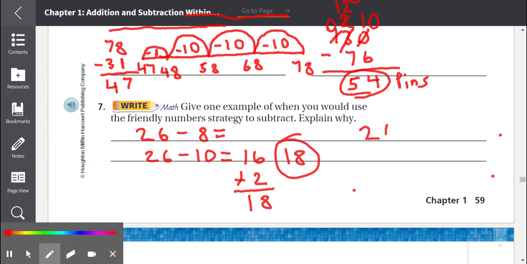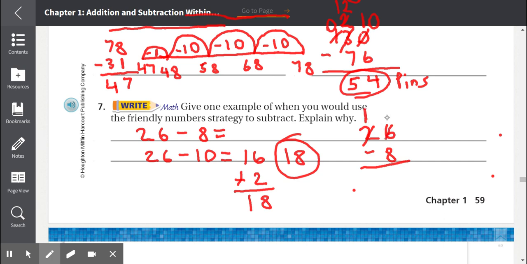using place value, if we use the place value strategy, 26 minus 8, 6 minus 8, we can't do it. We borrow from the tens place. This becomes a 1, and this becomes a 16. Now, 16 minus 8 is 8, and it's no longer a 2. 1 minus 0 equals 1. So the actual number answer is 18, but we use easy numbers. We use friendly numbers to subtract.